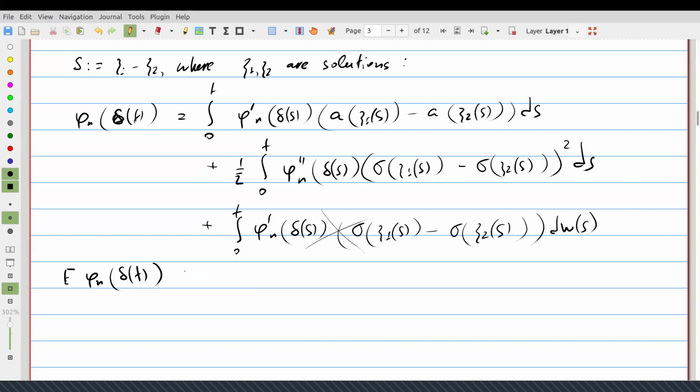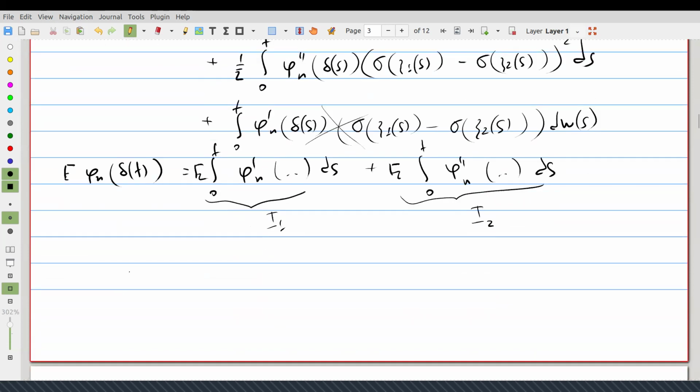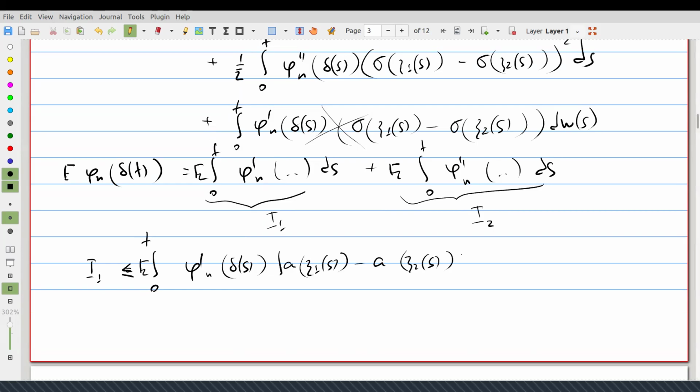And now we can estimate. So this is the integral from 0 to t of something ds, plus the mathematical expectation of the integral from 0 to t of the second derivative, something ds. This is I1, this is I2, and let us estimate them separately. So I1 is the integral from 0 to t, mathematical expectation, first derivative delta of s. It's less than. Let's take modulus everywhere. So the difference of values of our drift modulus ds.